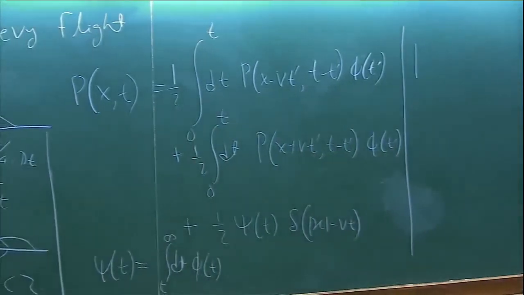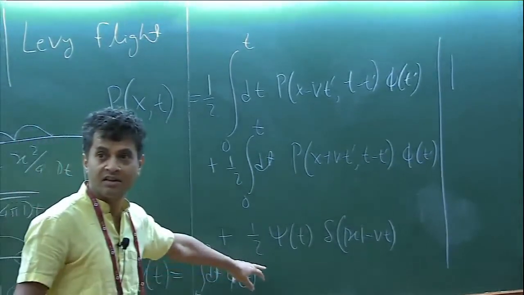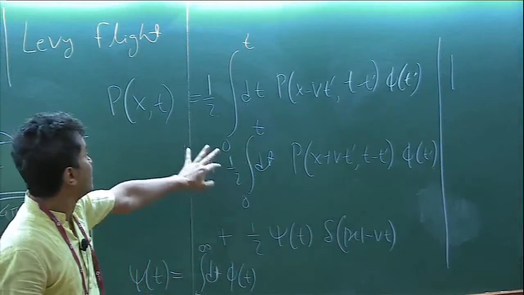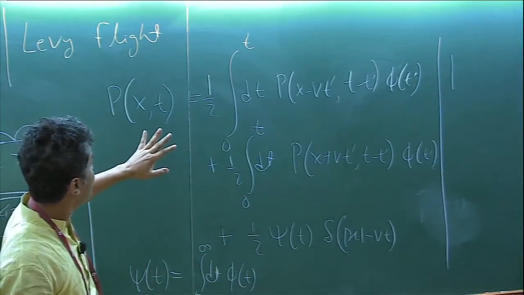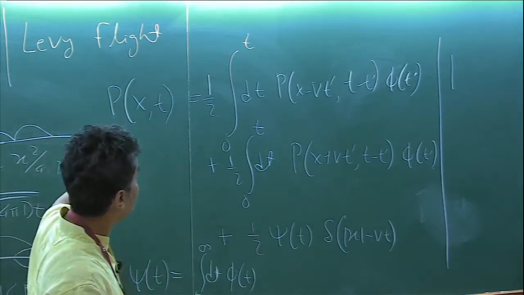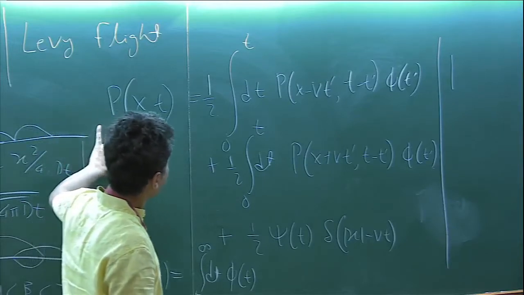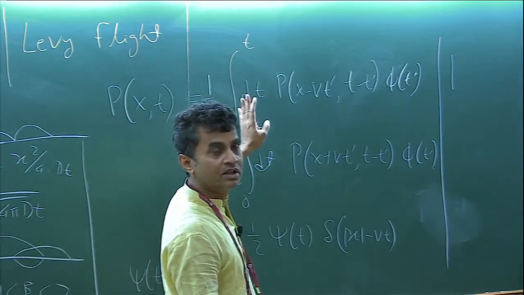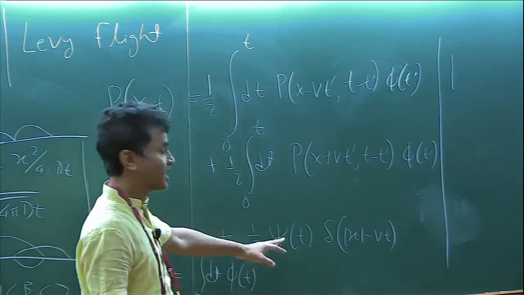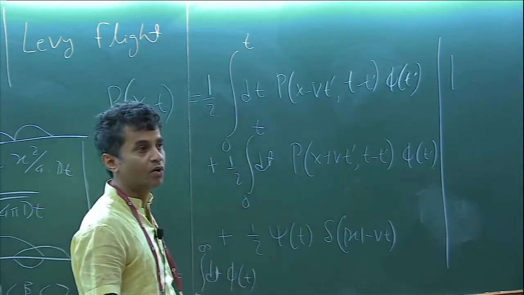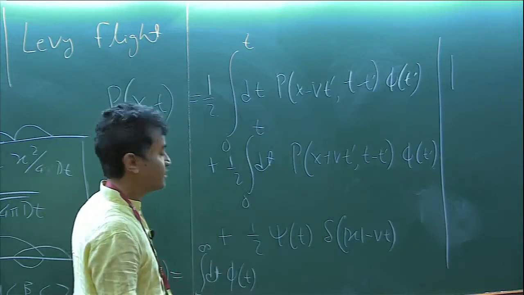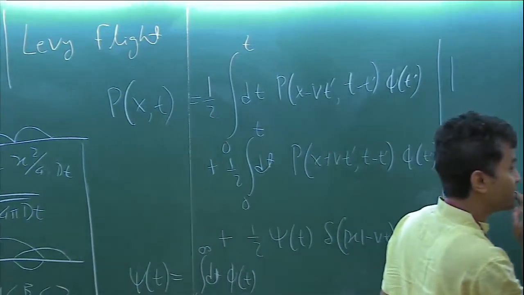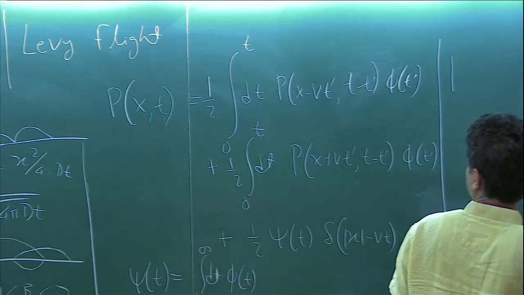One way you can check that it's probably correct is if you integrate over all x, this gives 1. This plus this will give 0 to t, and then this is psi of t, right? And this plus this is 1, so it should be okay. Oh, dt prime.